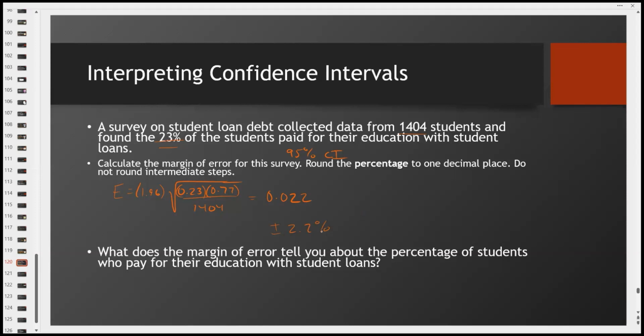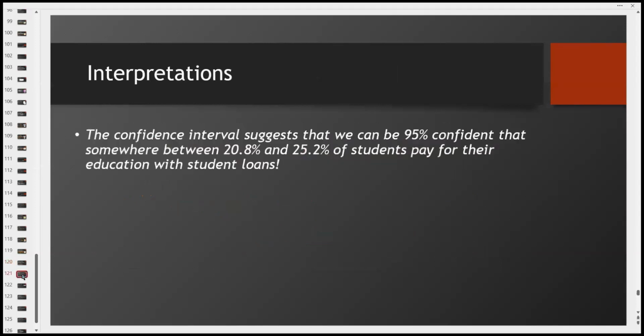So if we know that the survey told us 23% paid for their education with loans, our margin of error is plus or minus 2.2%. So that means we would essentially add and subtract 2.2% to that. And so it'd be somewhere between 20.8% and 25.2% would be the true proportion of students who paid for their education with student loans, right? And so that's what you see in the next slide.